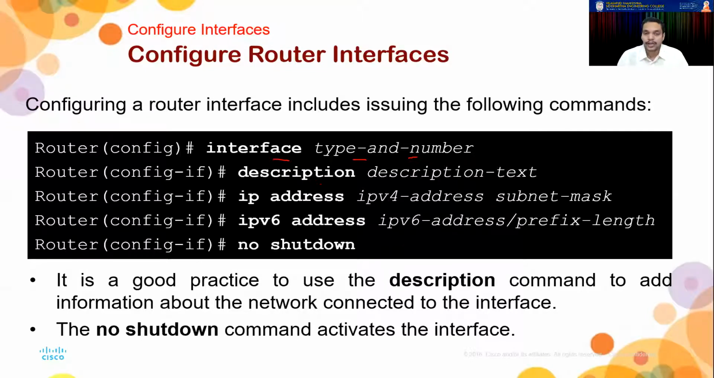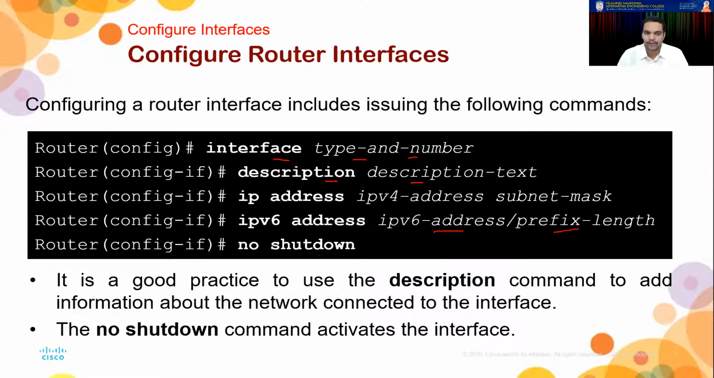Then it's always a good habit of adding description to these interfaces, so that it will help us. So the description command, what it does is, it will actually tell the administrators what this particular interface connects to. Whatever you want to write down, you can put it in the description text here. Then assign the IP address. So for IPv4 address, you have to add the IPv4 address and then the subnet mask. And then for the IPv6 address, type in the IPv6 address and the prefix length. That should do the job.